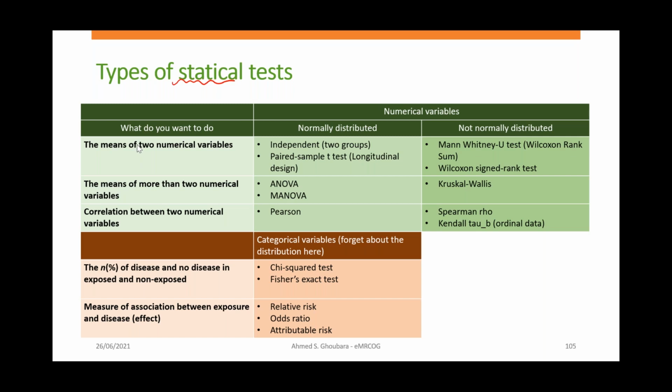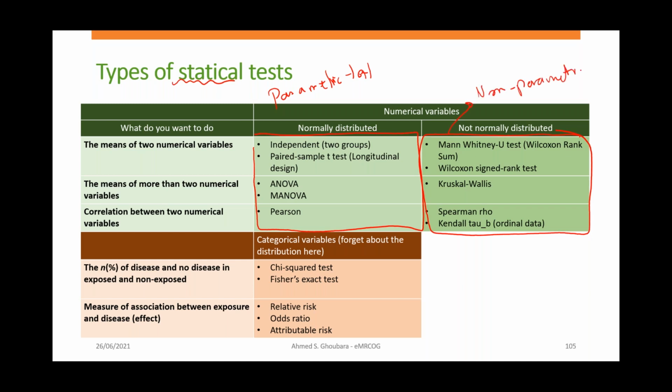First of all, those are continuous variables, aren't they? So I need to check the distribution. Are they normally distributed or non-normally distributed? If they're normally distributed, I'll use something called the parametric test. Parametric test. I'm sorry, I forgot to mention the word parametric.